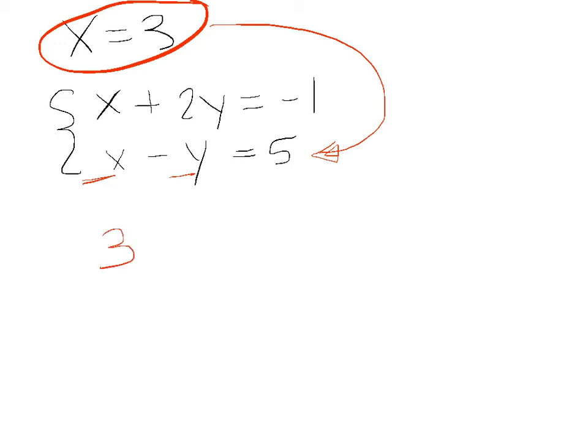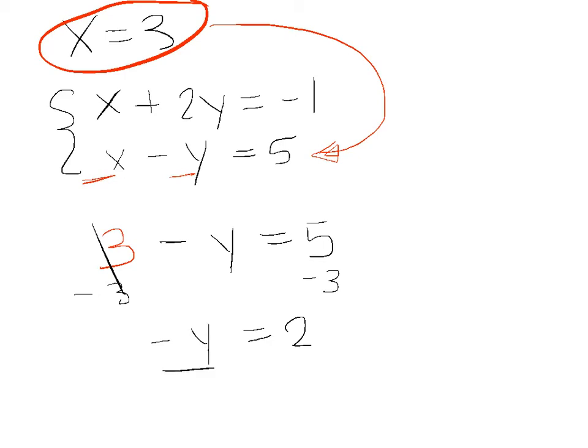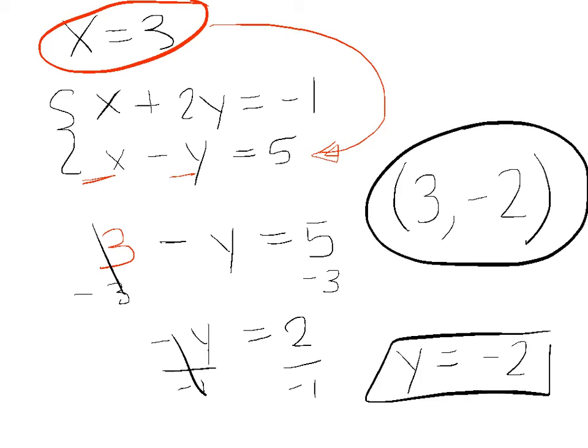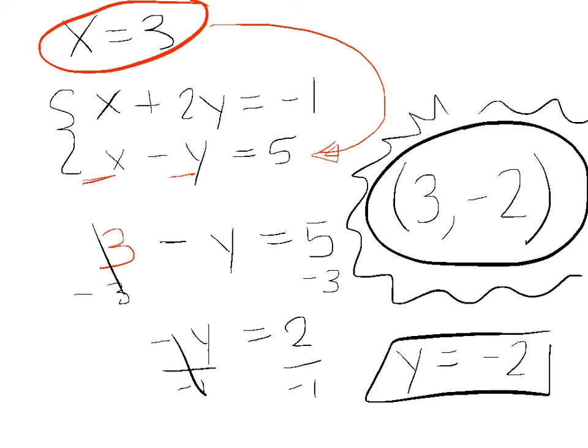So I have 3 minus y equals 5. Let's subtract the 3. Negative y equals 2. Divide by negative 1. Y equals negative 2. And remember, your answer must be in an ordered pair or it's not correct. So 3 comma negative 2. And that is your solution. We'll put a little squiggly happy around it because we are successful.